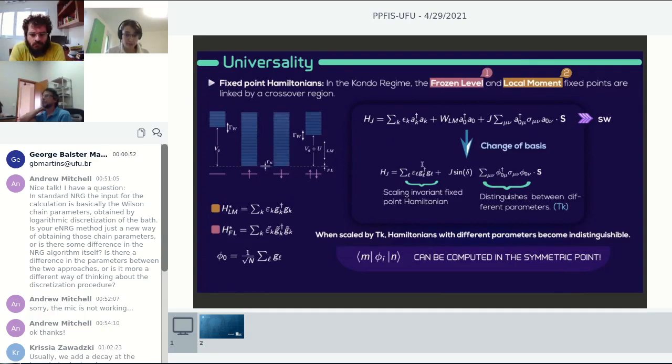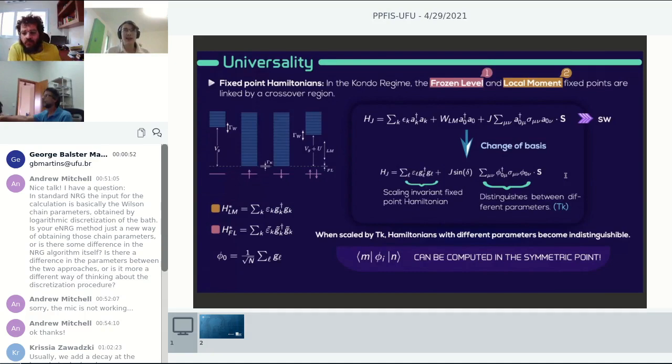is equal to G. We then perform a change of basis in this Hamiltonian to the space of operators G. In the symmetric point, this transformation does nothing because Hj was already in the basis G. So we see that delta is pi over 2 in the symmetric point, so that I can recover J. But this is valid at any point of the Kondo regime. And this Hamiltonian has the form which motivates us to study universality, because it is a fixed point Hamiltonian plus an operator that drives the system from one fixed point to another.